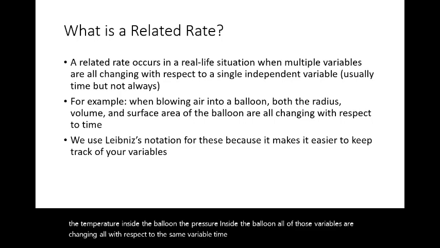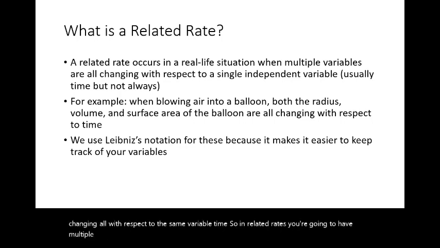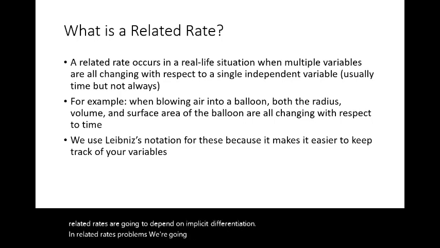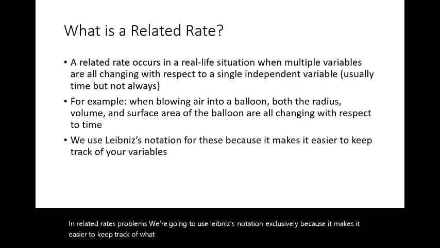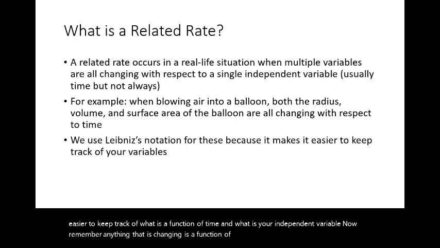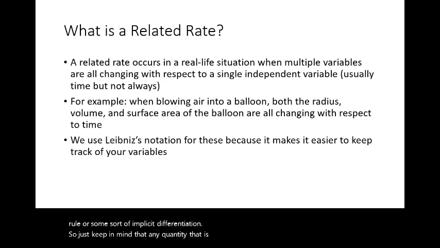So in related rates, you're going to have multiple variables that are all functions of the same independent variable, usually time. So related rates are going to depend on implicit differentiation. And in related rates problems, we're going to use Leibniz's notation exclusively because it makes it easier to keep track of what is a function of time and what is your independent variable. Now remember, anything that is changing is a function of time and will therefore require either chain rule or some sort of implicit differentiation. So just keep in mind that any quantity that is changing is a function of time and therefore will probably require the chain rule.